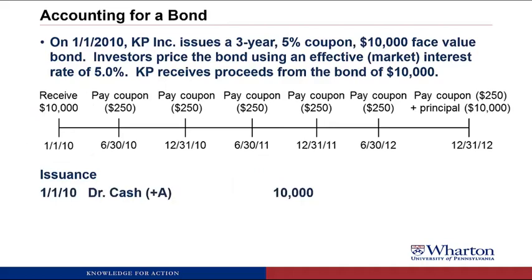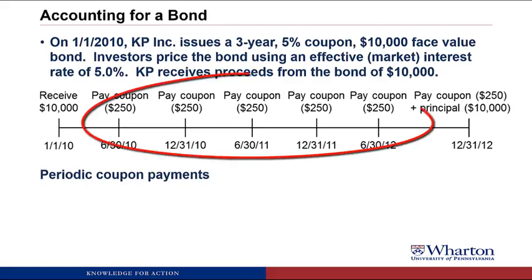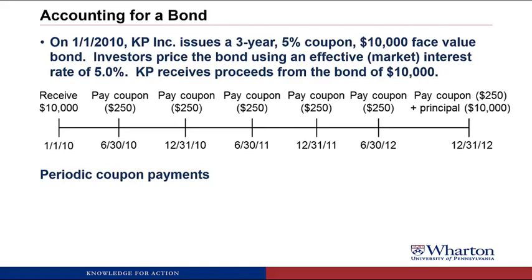So on this date, we're receiving cash of $10,000, so we debit cash. We credit bonds payable liability of $10,000. Now let's look at the journal entry for the periodic coupon payments, and those 5 payments in the middle are all identical journal entries, so just try to do one of those and it'll apply to all of them. So here is the pause sign.